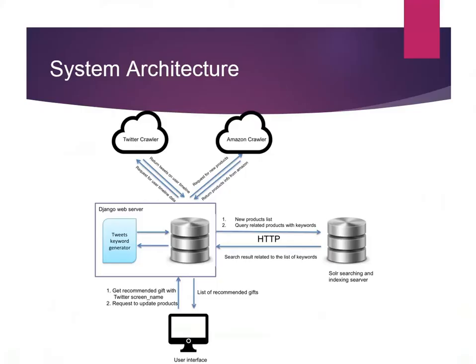The user or client will query by Twitter ID. In the backend, the Django server will crawl the feed from Twitter in real time and generate keywords, which will then be passed to the Solr server. The Solr server will use the keywords as a query to find related gifts and return them to Django, which then will process the results and display them to the client.